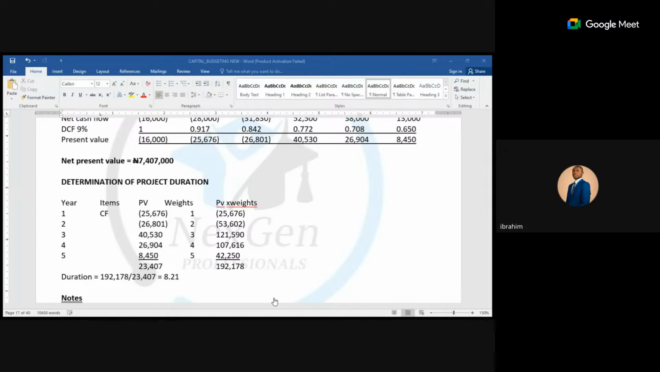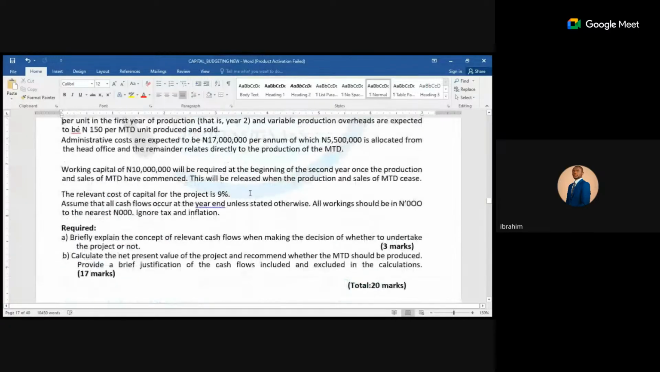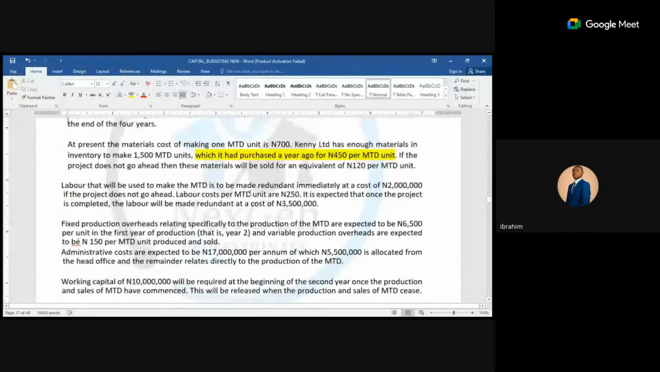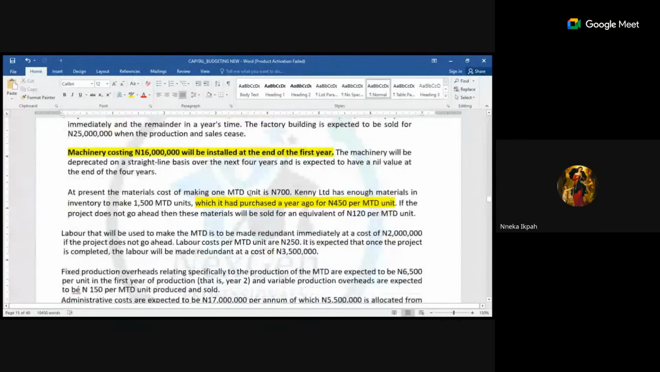But guess what? Don't forget, when you want to determine duration, is what you will get from the project. Is that not so? Now, if you look at the information given to us, the project will start from which year, class? From year 2. Year 2. Definitely.